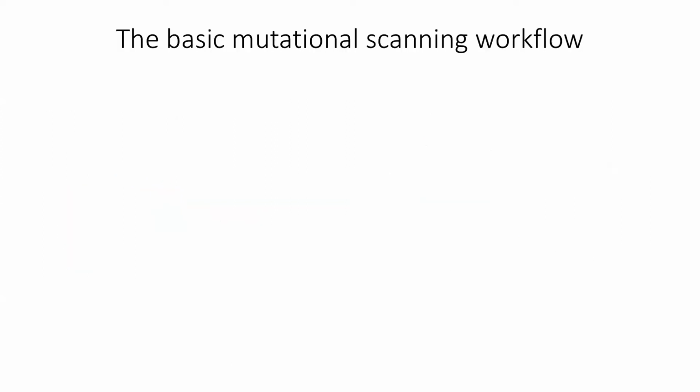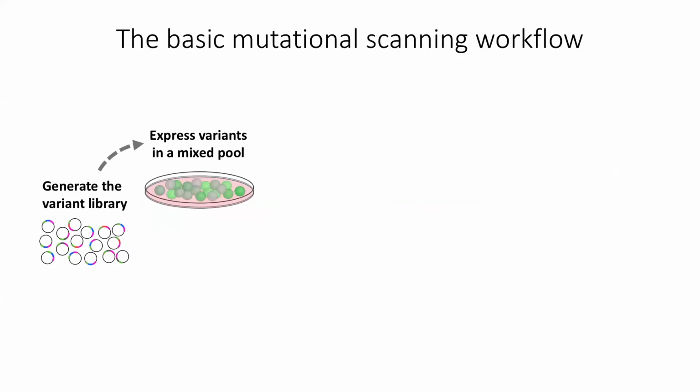So deep mutational scans share a few key steps, although there are now enough derivatives of this that there are essentially exceptions at most of these steps. So first is creating your library of variants. Next is expressing that library of variants within your model system, whatever that may be. Could be many different things.